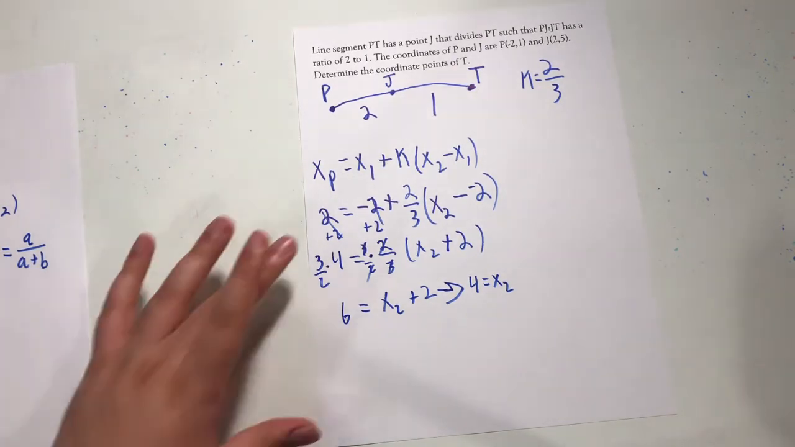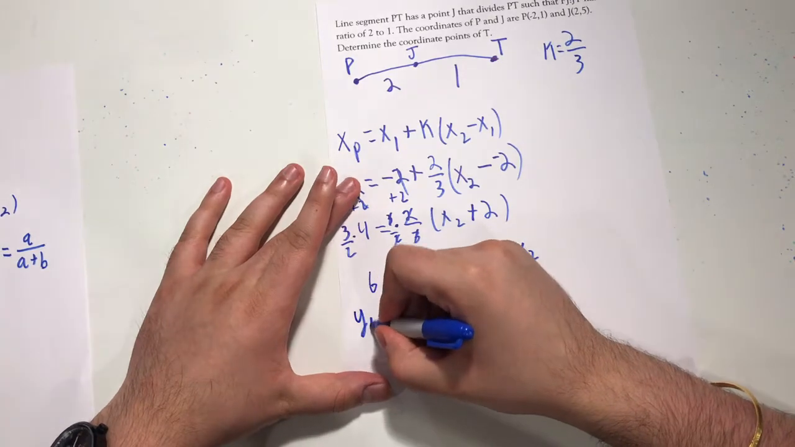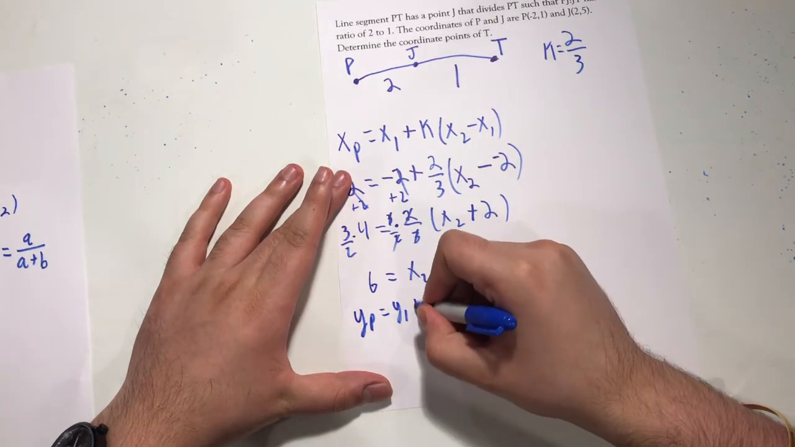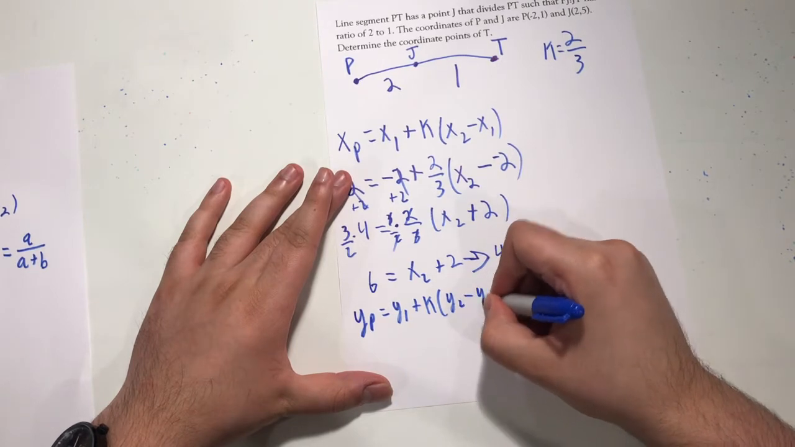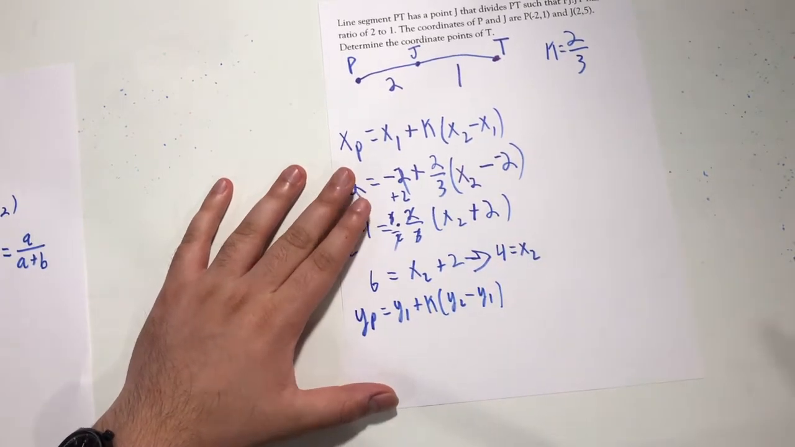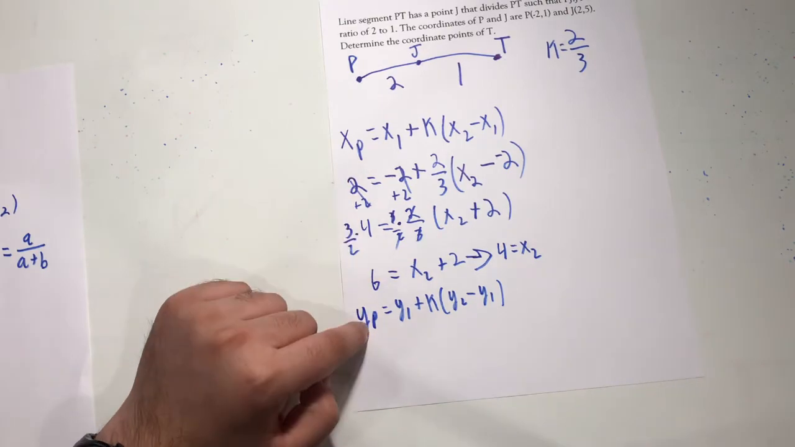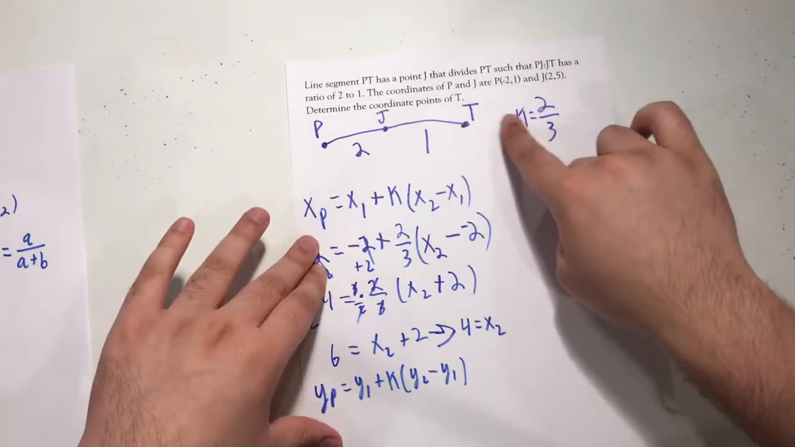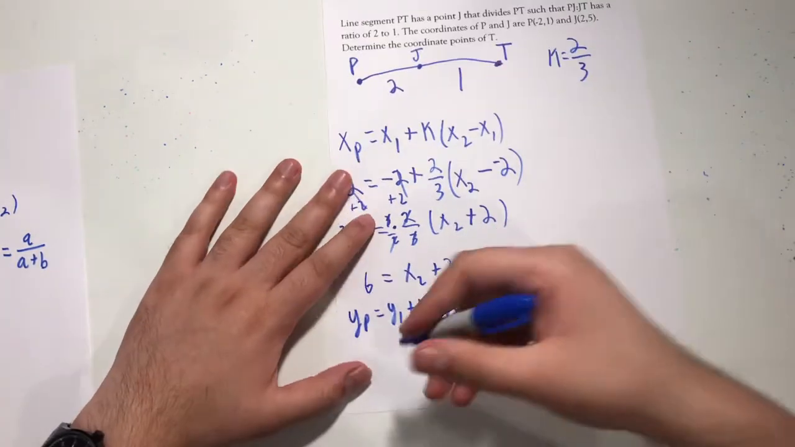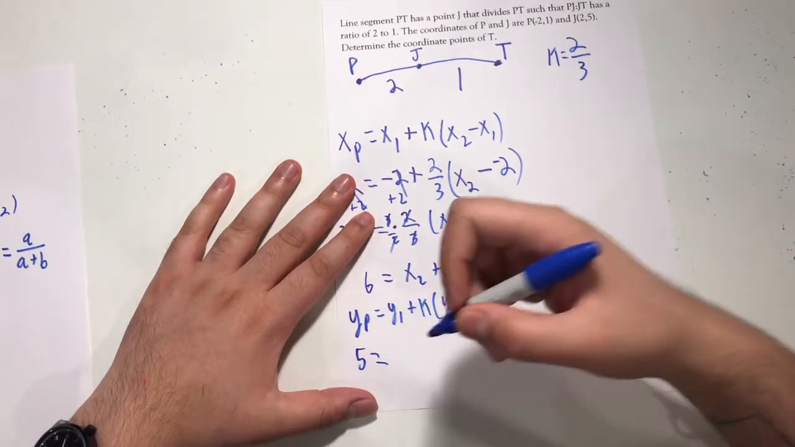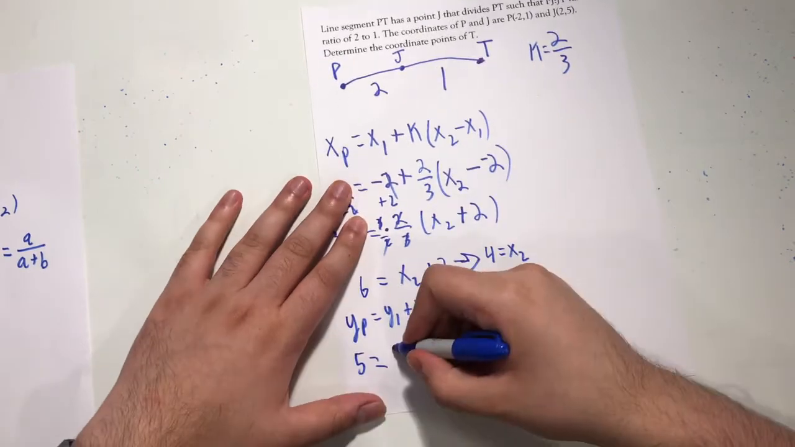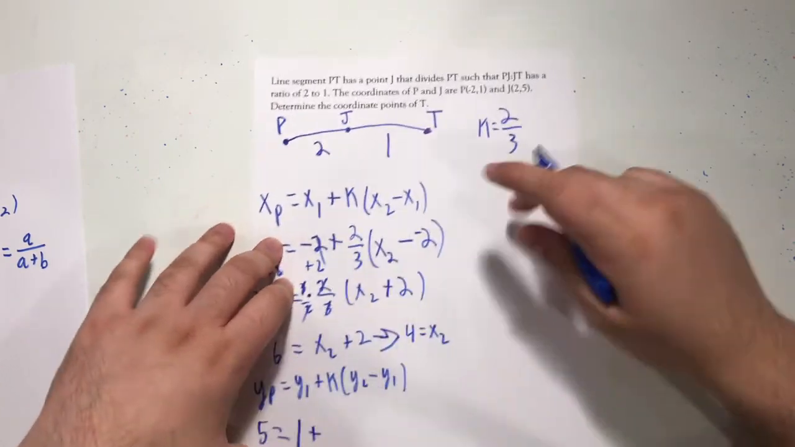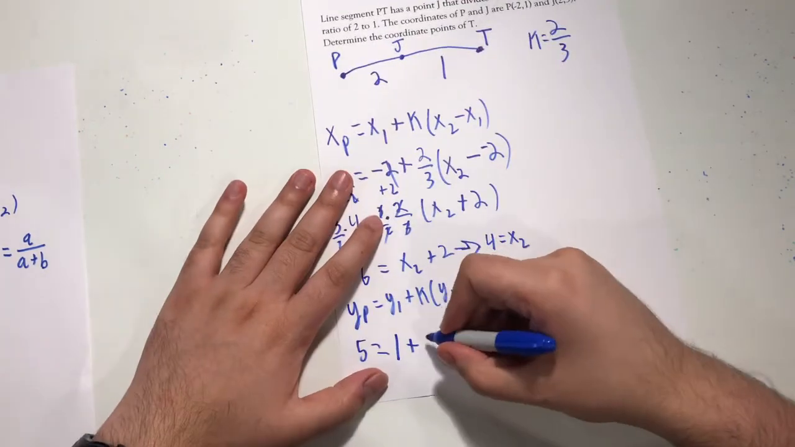Okay, now that I've done it for the x, it should be super easy to do it for the y value. Same equation: y of my partition equals y1 plus k times (y2 minus y1). The hardest part is really setting up the equation. What is the y of my partition? Well, my partition is J. That y is 5. What is my y1? That's P, so that's going to be 1. What is k? We found that out earlier: 2 over 3.